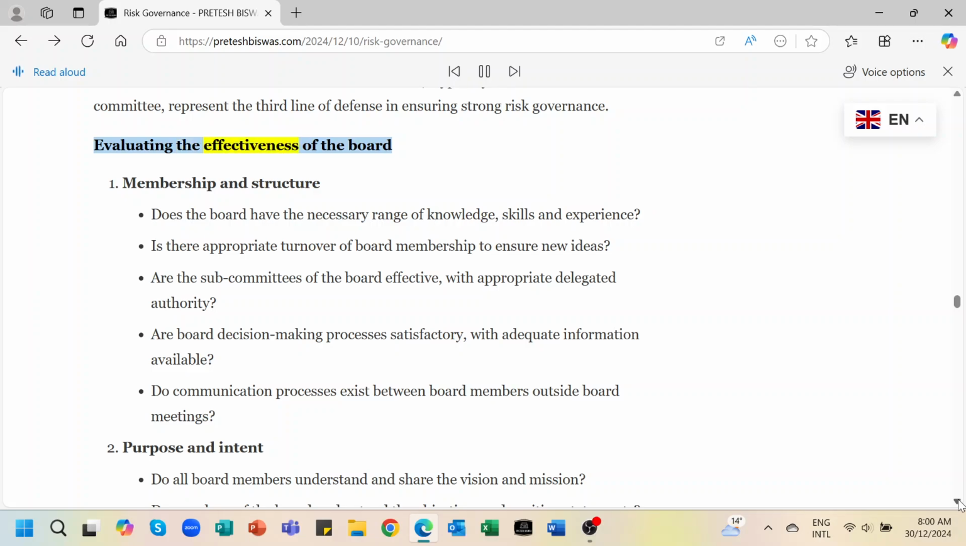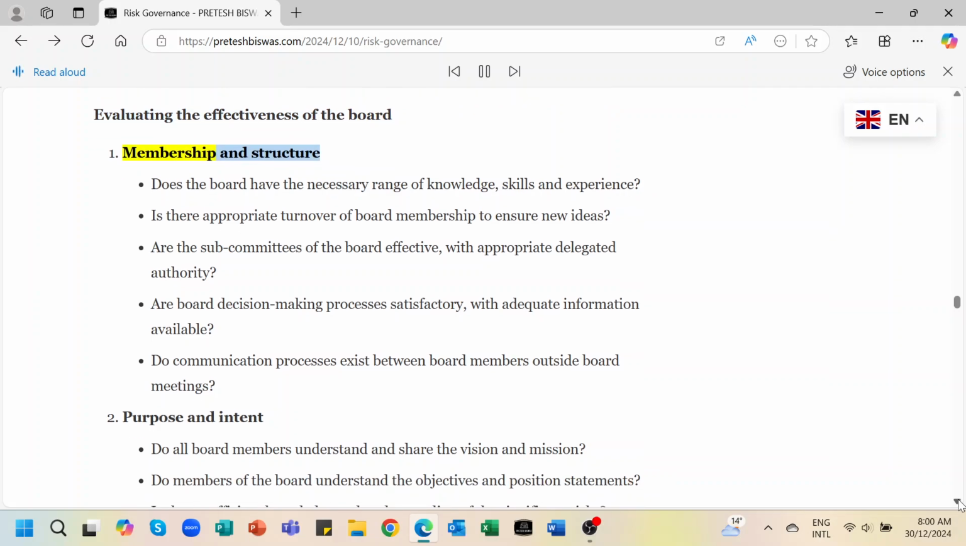Evaluating the effectiveness of the board. Membership and structure. Does the board have the necessary range of knowledge, skills, and experience? Is there appropriate turnover of board membership to ensure new ideas? Are the subcommittees of the board effective, with appropriate delegated authority? Are board decision-making processes satisfactory, with adequate information available? Do communication processes exist between board members outside board meetings?